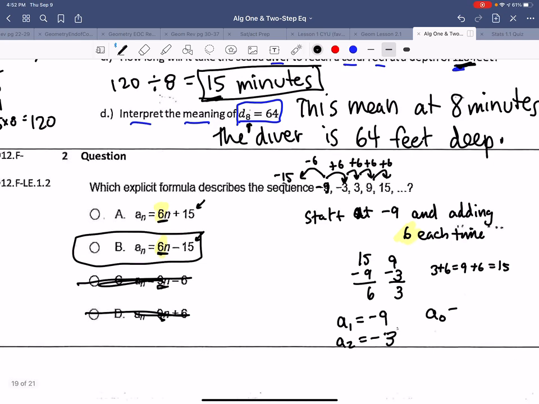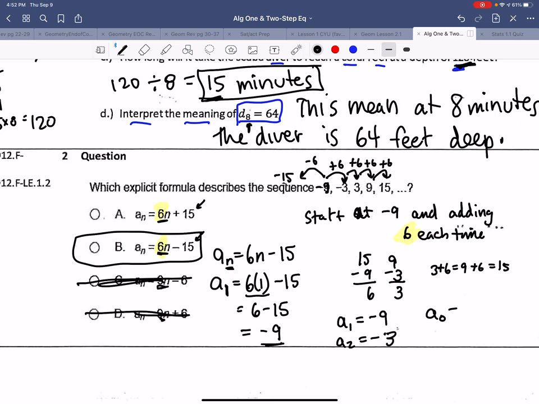My suggestion is just plug this in. So A sub n equals 6n minus 15. If we substitute 1 for the n, so 6 times 1, the first number in the sequence, 6 times 1 is 6, take away 15, and we get -9.